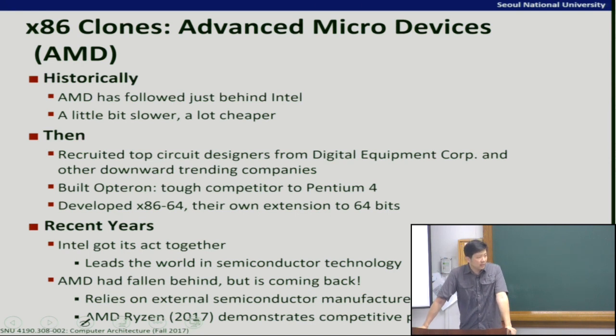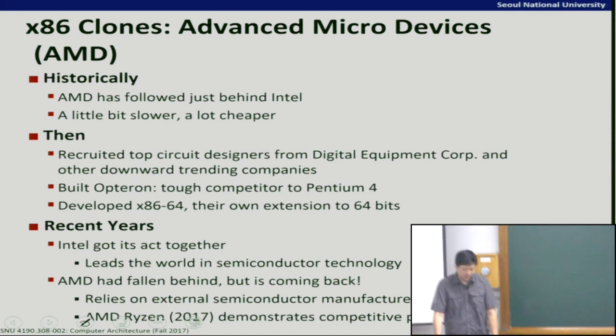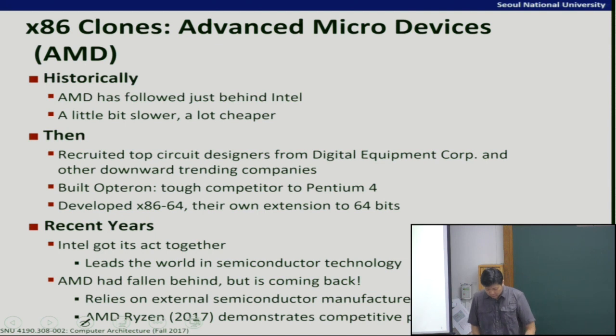Recently, AMD came back with the Ryzen processor, which has very good reviews. I haven't tried it myself, but it has very good reviews. And the price is a lot cheaper than the same grade Intel processor. So they have a good position to come back to the market. In a sense, they provide better performance for the same cost. Okay.